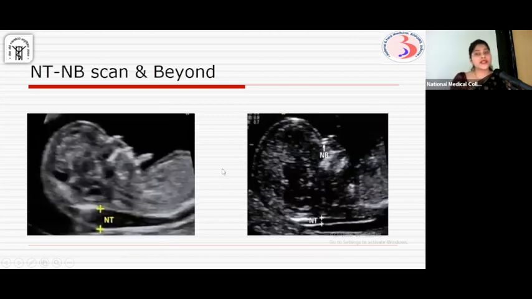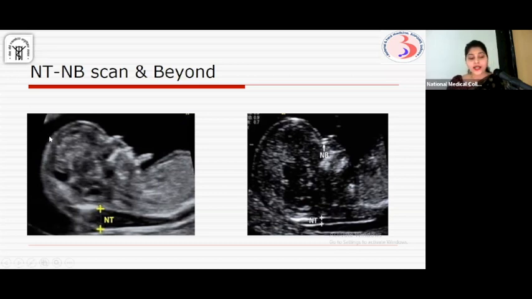Now, the subsequent visit is at 11 to 13 weeks of gestation, when the CRL has reached between 45 to 84 mm, and it is usually known as the anti-MB scan. For the last 3 decades in the Western world and 1.5 decades in India, it has become a part and parcel of our obstetrician care, at least in the urban population.